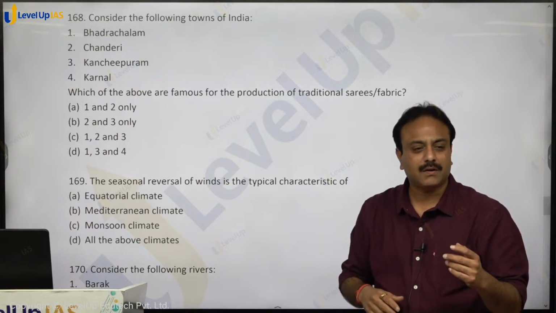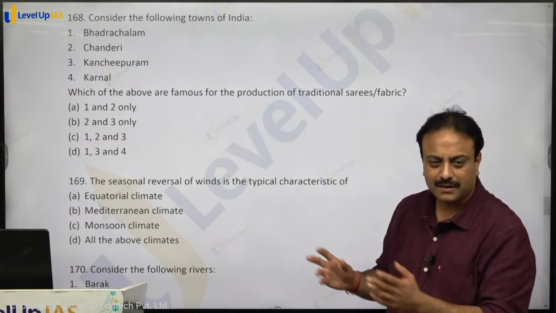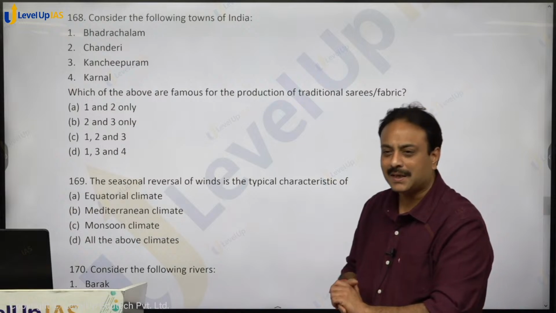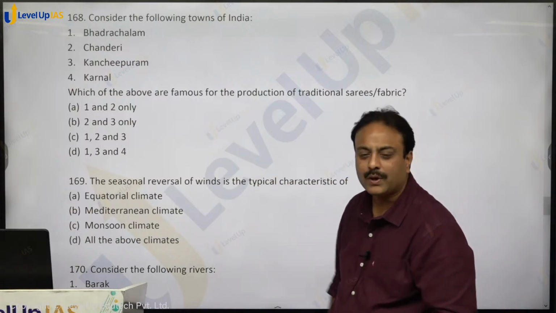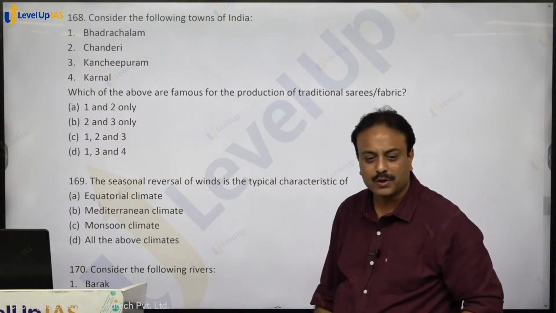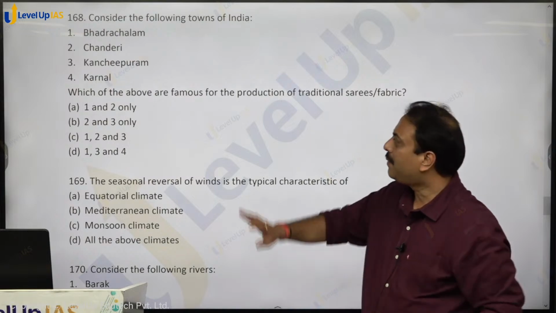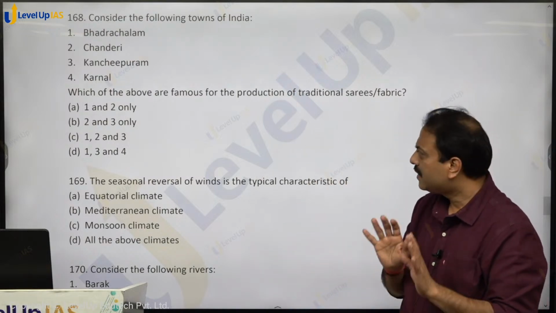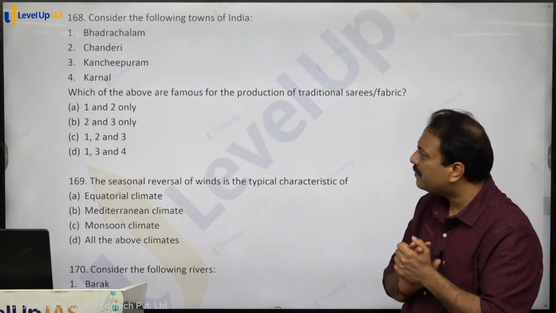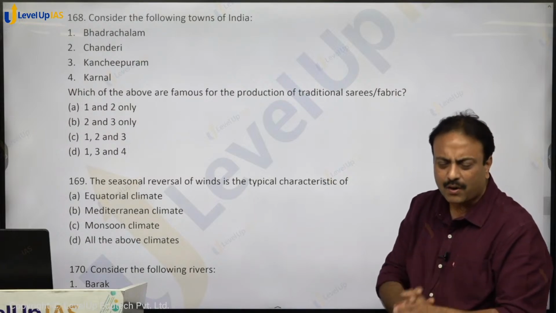So it depends on your fate. That is what will happen in examination. But here we will say 2 and 3 as the correct one. So option B, B for boy, should be the correct answer, right? But Bhadrachalam is known for sari. Chanderi also known for sari. Kanchipuram is also known for sari, and they are all famous.